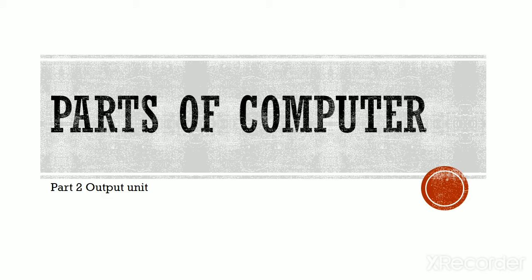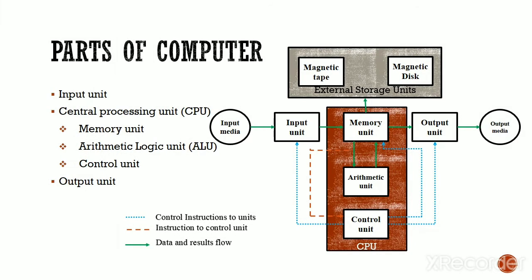And here is a small introduction about the parts of a computer that has been given in detail in the previous video. There are three main parts: the input unit, the central processing unit CPU, and the output unit. The CPU has been divided into three parts, that is the memory unit, arithmetic and logic unit, and control unit. Okay, and this is the diagram of the parts of a computer.